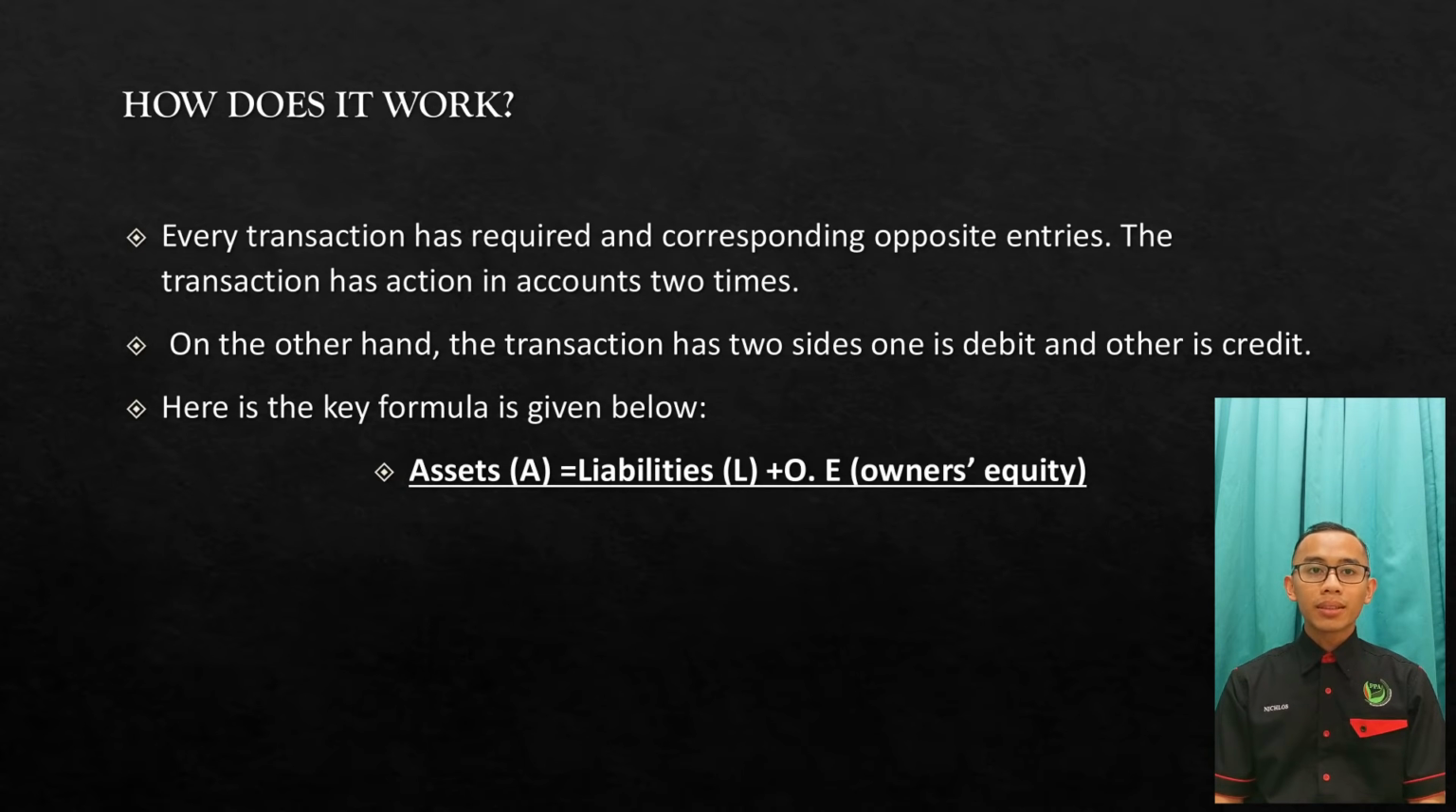So how does it work? Every transaction requires corresponding opposite entries. The transaction has action in accounts two times. On the other hand, the transaction has two sides: one is debit and the other one is credit. Here is the key formula that is given: Assets (A) equal to Liabilities (L) plus OE (owner's equity), which is asset is equal to liability plus owner's equity.